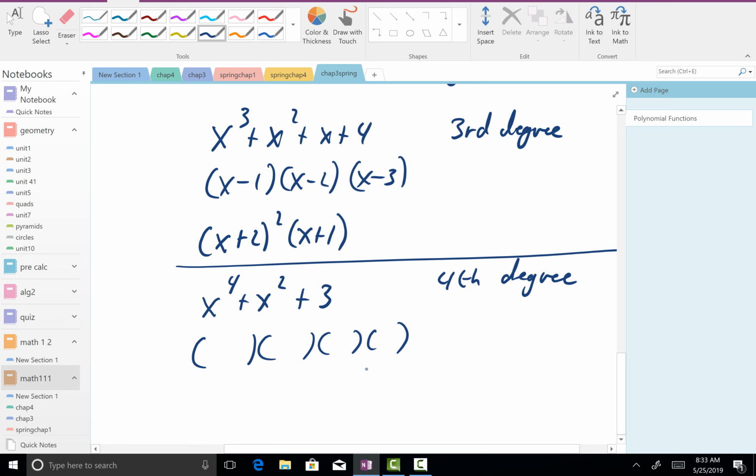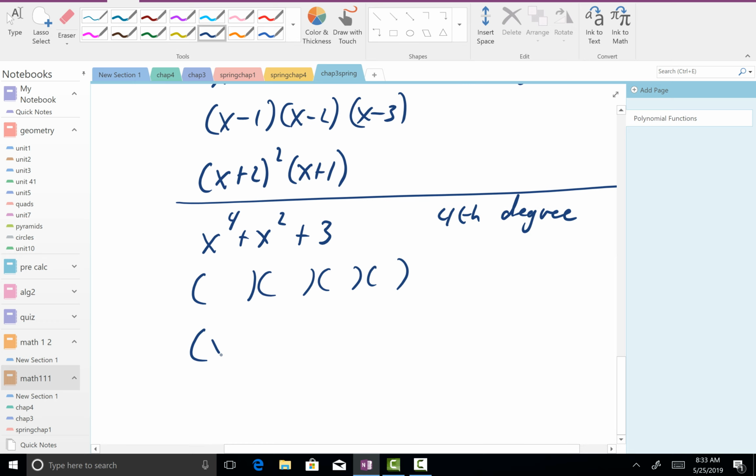Another fourth degree. Again, because we have the two twos. Okay? And this one here you can fill in with anything you want. Fourth degree. All right, so the degree is the highest power. So that's important because that helps us name them. All right? So third degree, fourth degree, fifth degree, sixth, and so on.